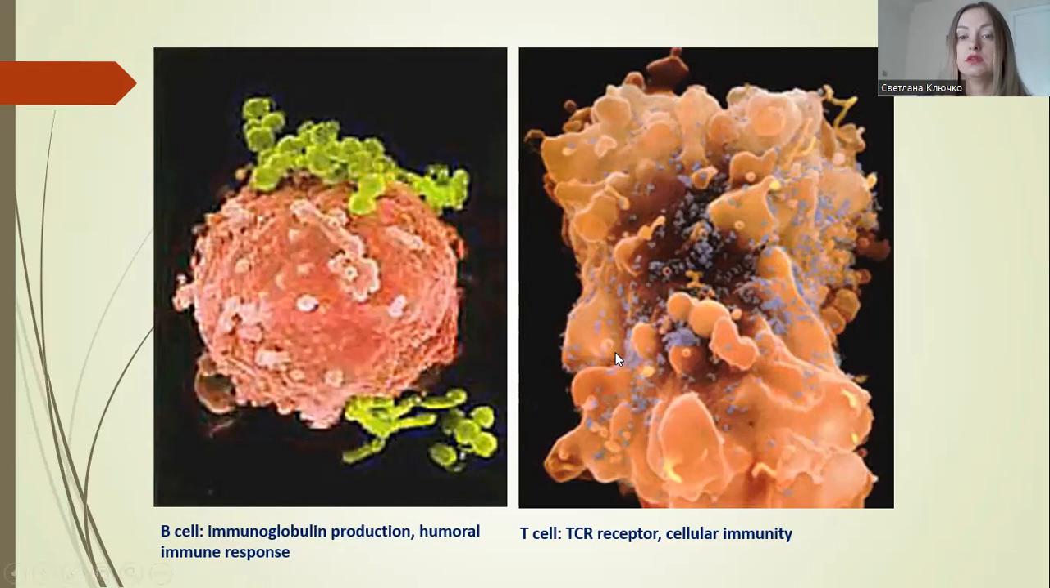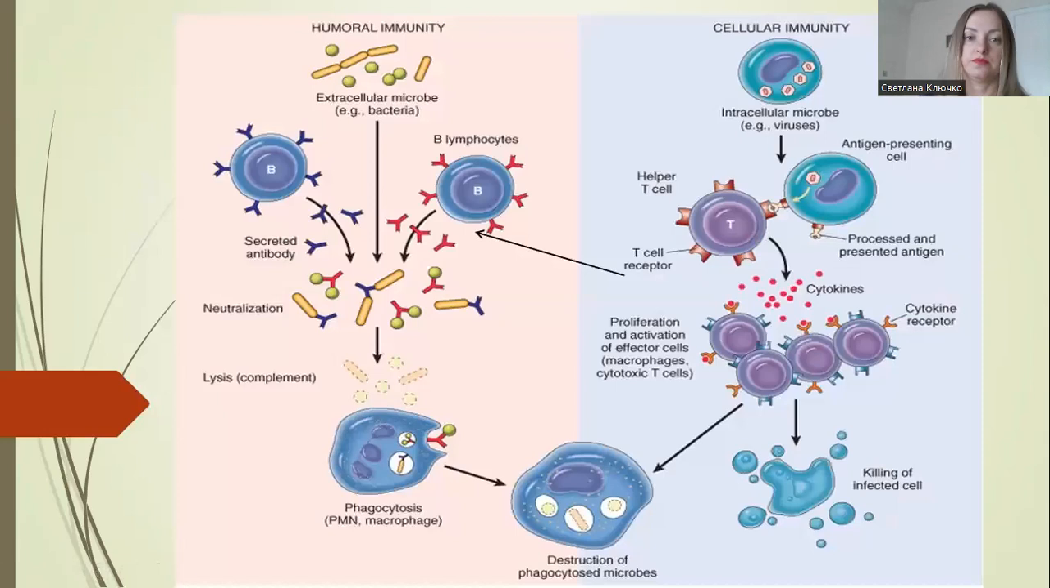And the T cell, T lymphocyte, has TCR receptor and provides cellular immunity. It is about the T cytotoxic cell. And the T helper cell, you know that it activates either the humoral immune response or the cell-mediated immune response.